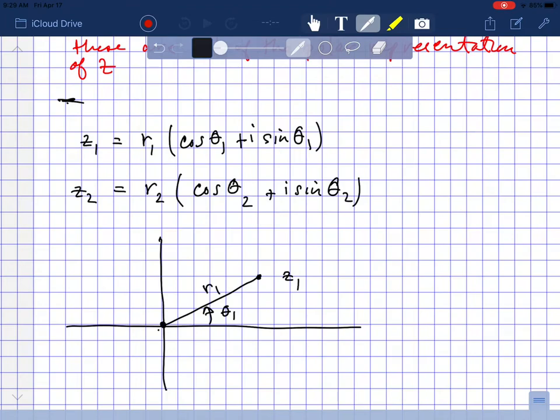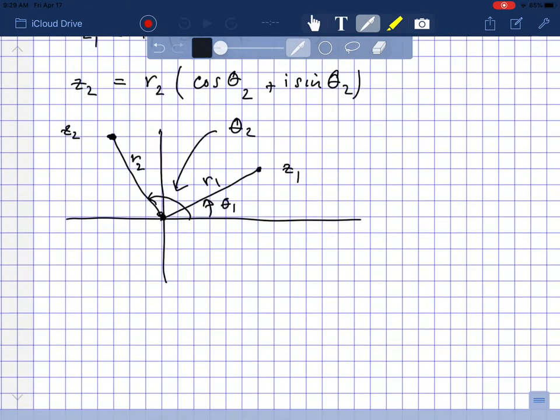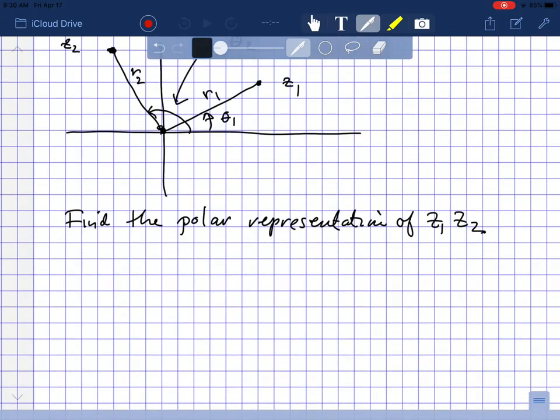And then I might have another complex number. Let me get rid of that. I don't want that one. Let's put it over here somewhere. Z sub 2. And the distance here from the point to the origin is R sub 2. And this angle here is theta sub 2. And now what I'd like to do is find the polar representation of Z sub 1 times Z sub 2. So let's see what we can do with that.